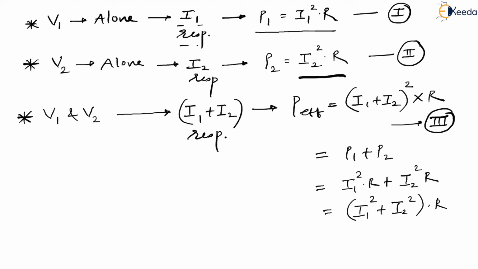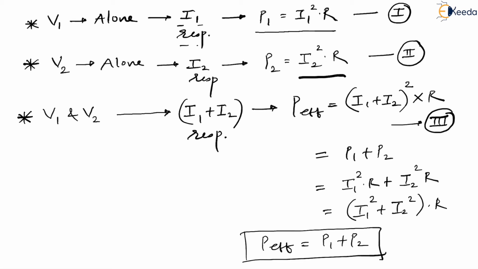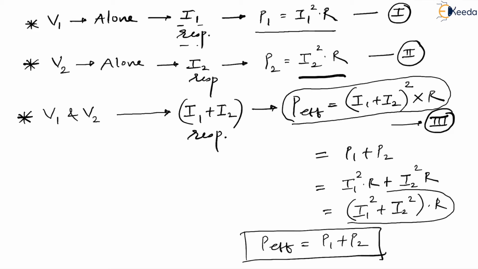Okay, next, if it is so, do you think that P effective is really equal to P1 plus P2? Please check it out yourself and take the decision. Just look at this. P effective is actually I1 plus I2 whole square multiplied by R. And P1 plus P2 is something else. It clearly means that they are definitely not equal.